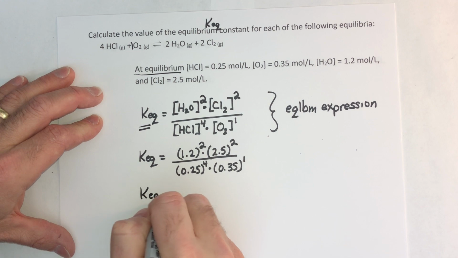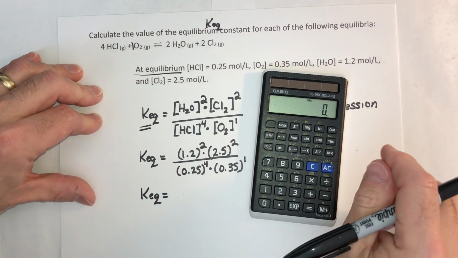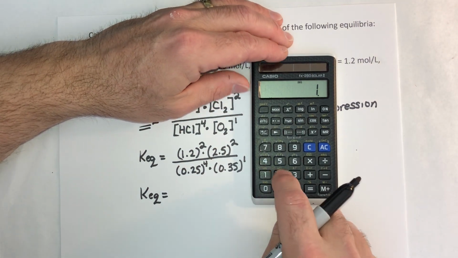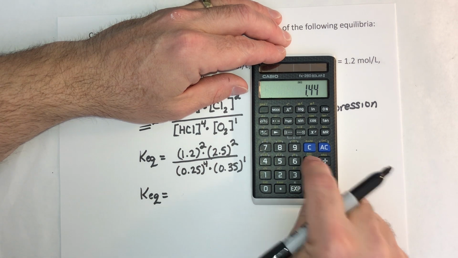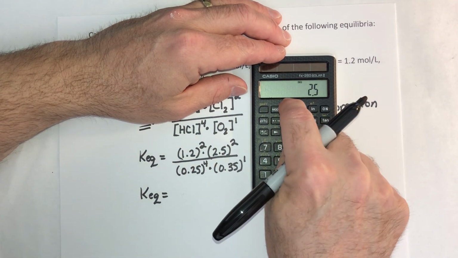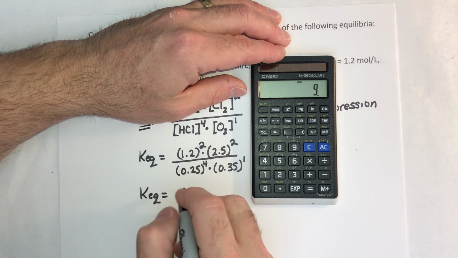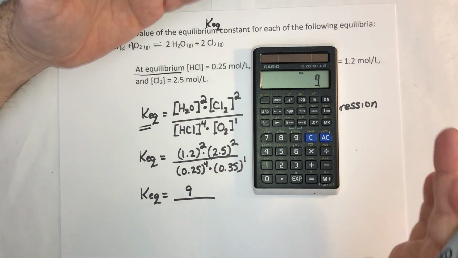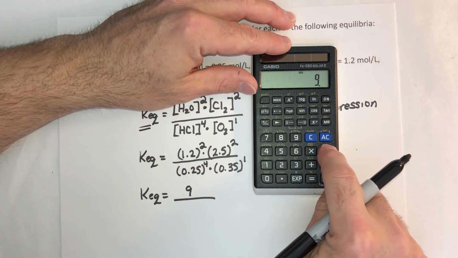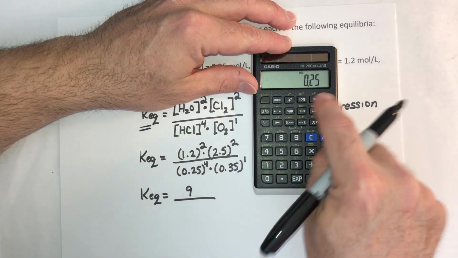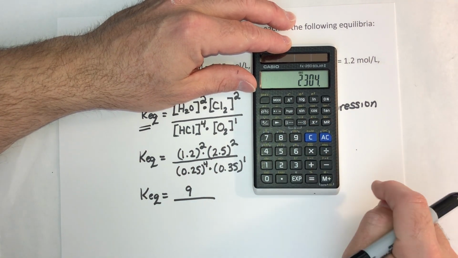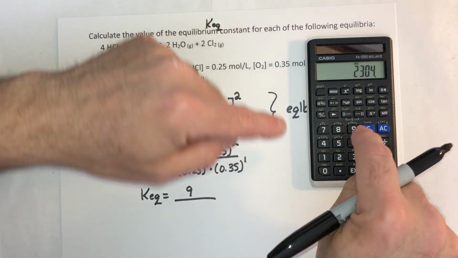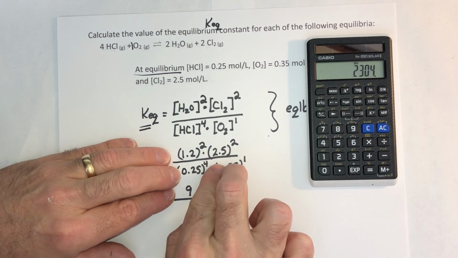Now, if we do our KEQ, there are a couple of places here where your calculator could potentially lie to you. So if I do 1.2 squared times 2.5 squared and press equals, I get 9. So my numerator is 9. Now, if you attempt to do this entire thing all at once, if you say divide by 0.25 to the power of 4 times, okay, so you did this, divided by this times this, your calculator, my calculator, now believes that this 0.35 is over here.